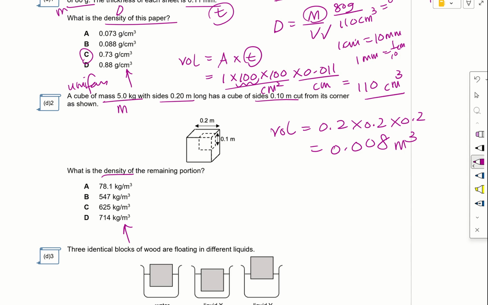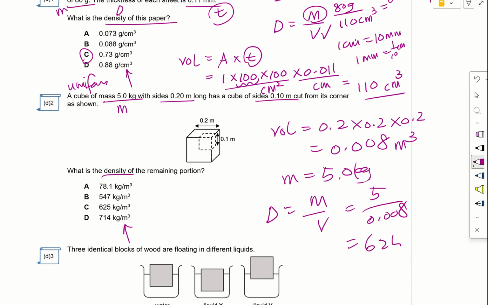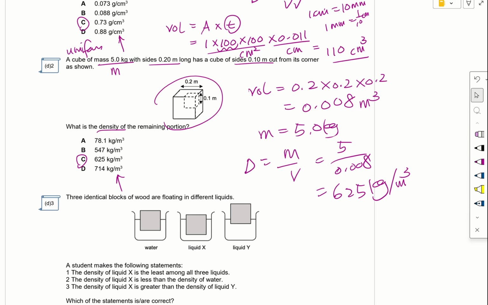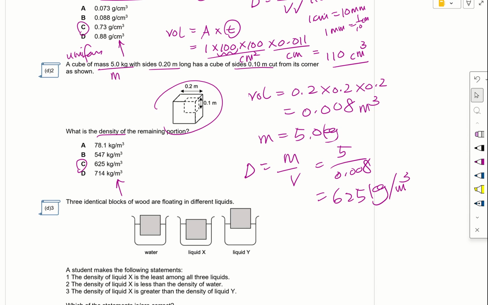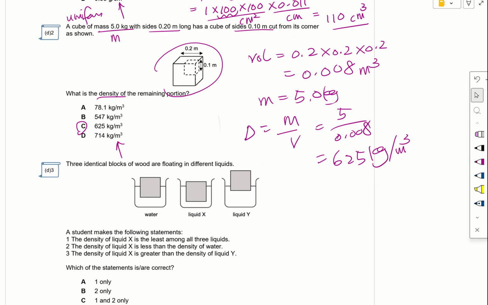Okay, then now I have the mass. Mass is 5 kg. So density equals mass over volume. So it's 5 divided by 0.008. So it will be 625 kg per meter cube. So even though a part of it is cut out, the mass and the volume decrease proportionately. Therefore the density is the same as before it was cut out.